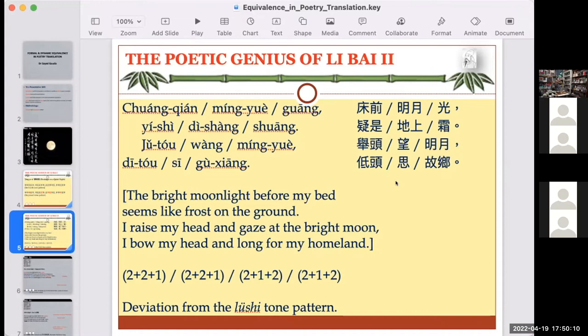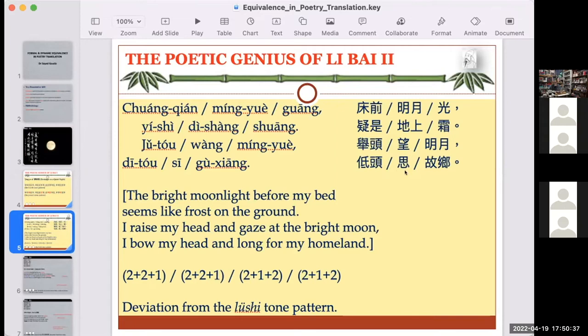If the foot has 1 syllable, then there is tension. You don't feel comfortable. The air is electrified. You don't know whether you should read it naturally or speed it up. There is tension here, and here I see that wang and si. There is tension in the rhythm.